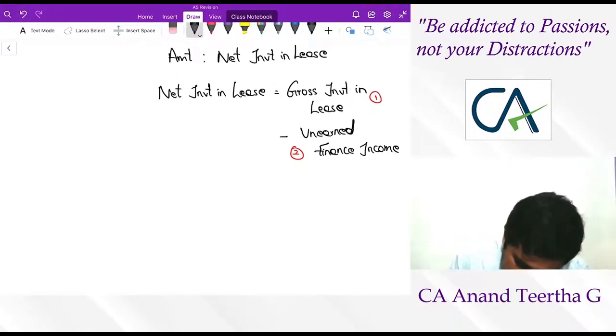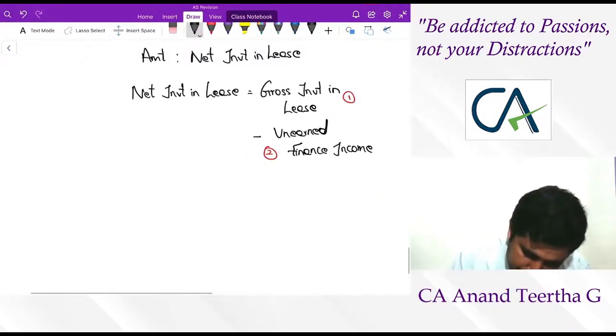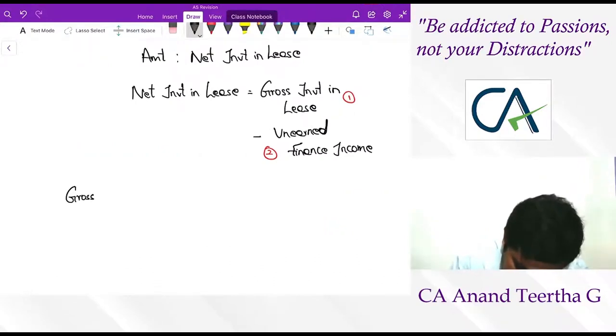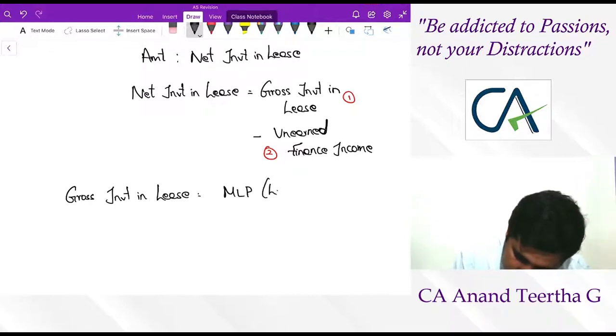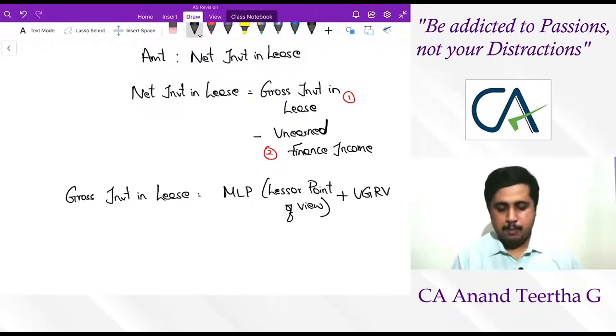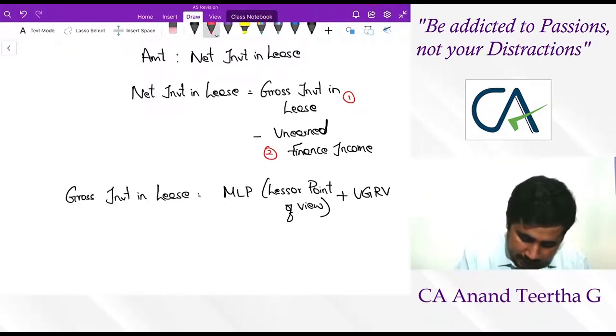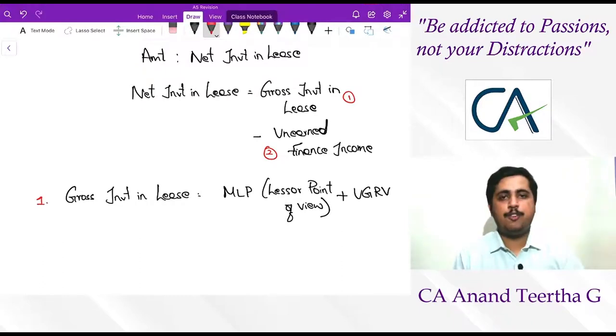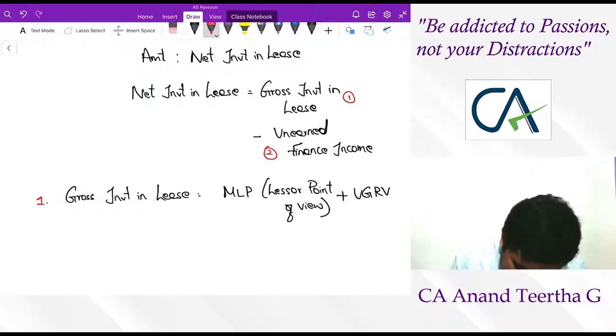Now, gross investment in lease. So, gross investment in lease is equal to minimum lease payment from lesser point of view plus unguaranteed residual value. Minimum lease payment, lesser point of view plus unguaranteed residual value. This is the first formula we have, which is gross investment in lease. Now what about the second one?